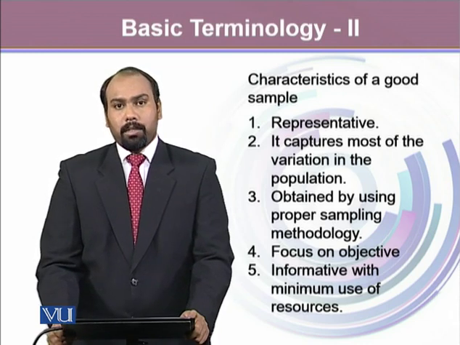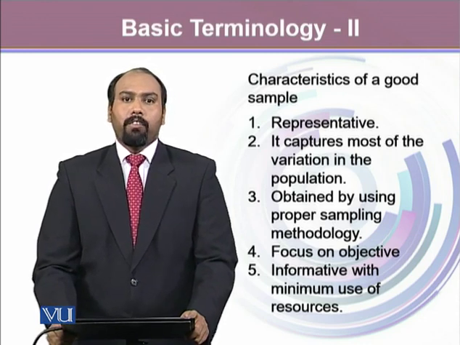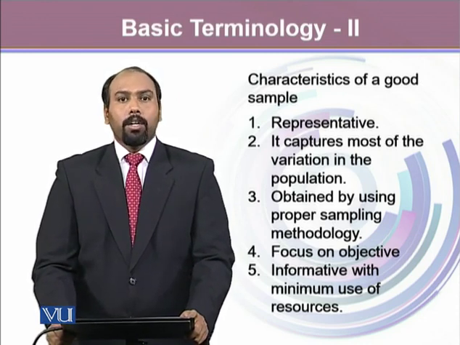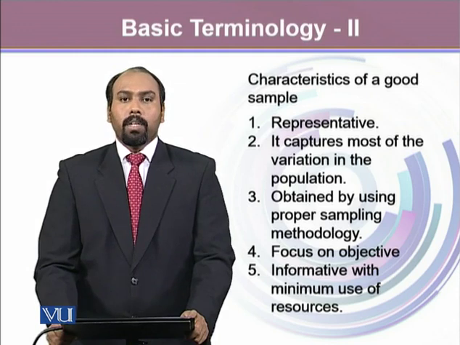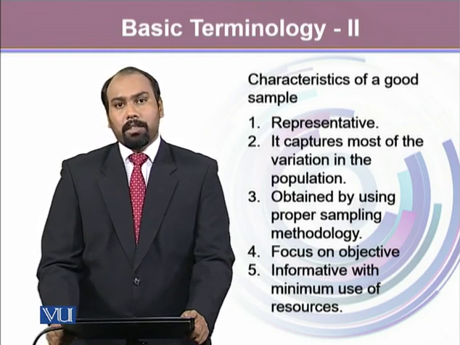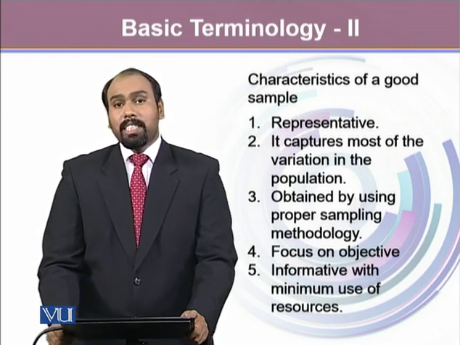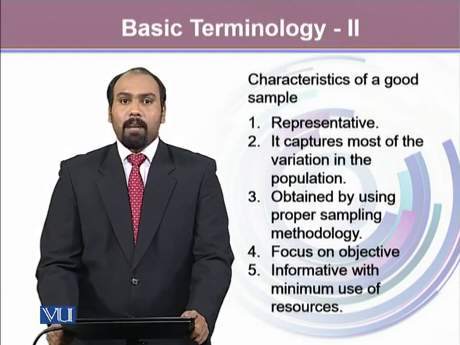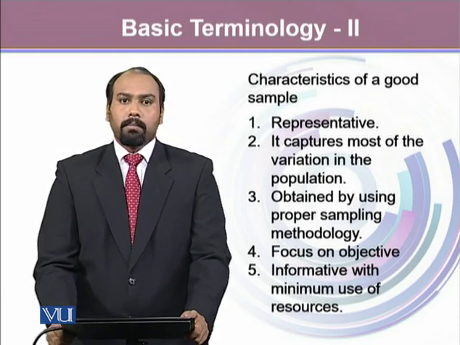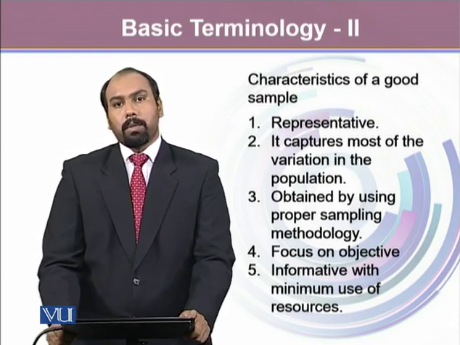Our sample should capture most of the variation from the population. Whenever we perform statistical methodologies, we actually try to hunt for these variations. And if our sample is good enough to give us the maximum information about the variations, that is considered to be the best sample. A good sample is also obtained by using a specific and appropriate sampling methodology. A good sample should focus on the objective. And lastly, it should be informative with minimum use of resources.